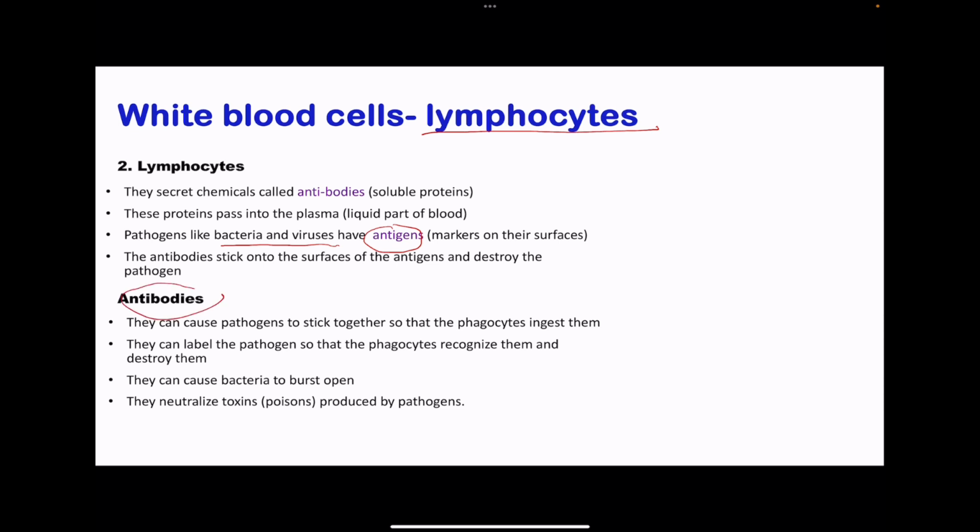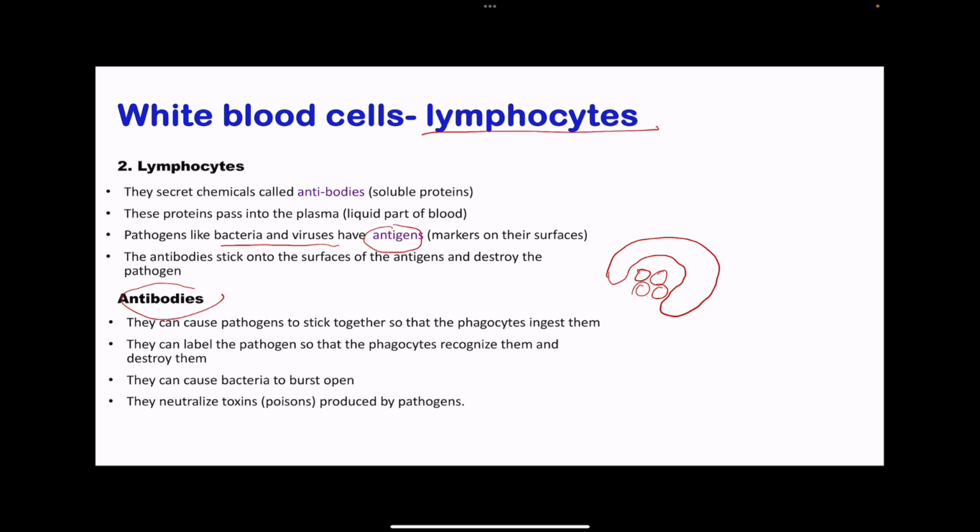Antibodies work by causing the pathogens to stick together so phagocytosis can occur efficiently. This means they cause the pathogens to agglutinate so that a lot of them can be consumed by the process of phagocytosis. They also label pathogens, meaning once the antibodies are stuck onto the antigen of the pathogen, the phagocytes are going to recognize those pathogens easily and their destruction is going to be carried out faster.